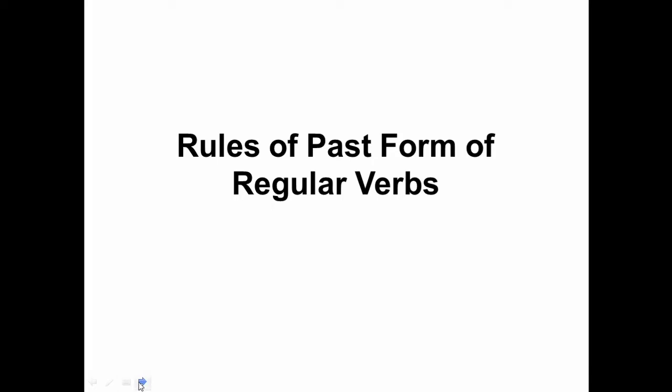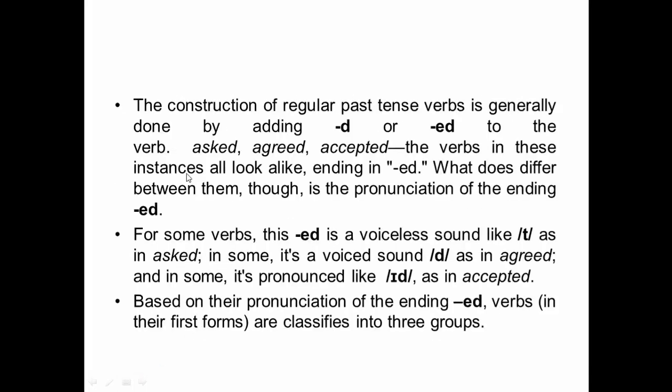Okay. So let's see how does it happen. The construction of regular past tense verbs is generally done by adding d or ed. If we have to make any past form of the verb, sometimes we add d. For example, look at the word agreed. The word is agree and only d is added. And sometimes ed is added. Look at the word asked, that is ed. So sometimes d is the marker for the second or third form of the verb, and sometimes ed.